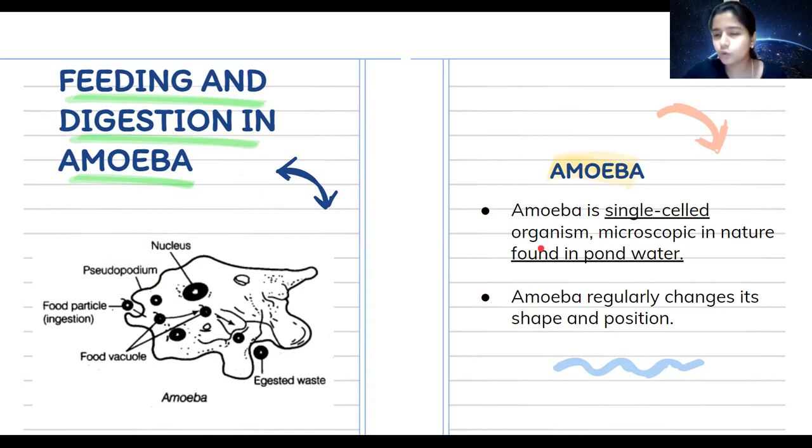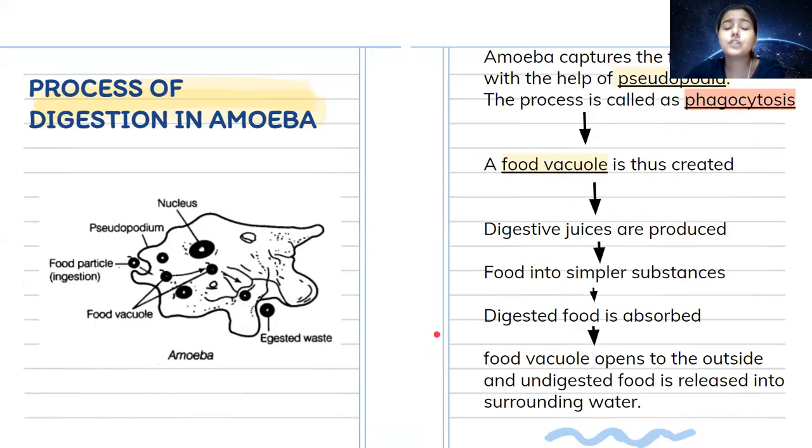It's also microscopic in nature, and we find amoeba in pond waters, right? So amoeba keeps on changing its shape regularly. Why? Because for movement, it uses pseudopodia, right? So it keeps on changing its shape to get food and to remove the food from its body. So let's try to understand the process of digestion in amoeba through a flow chart.